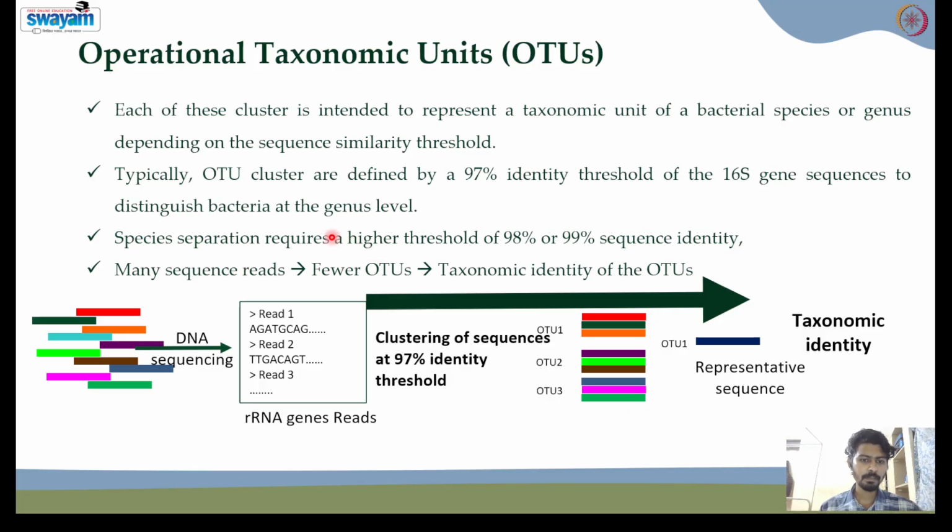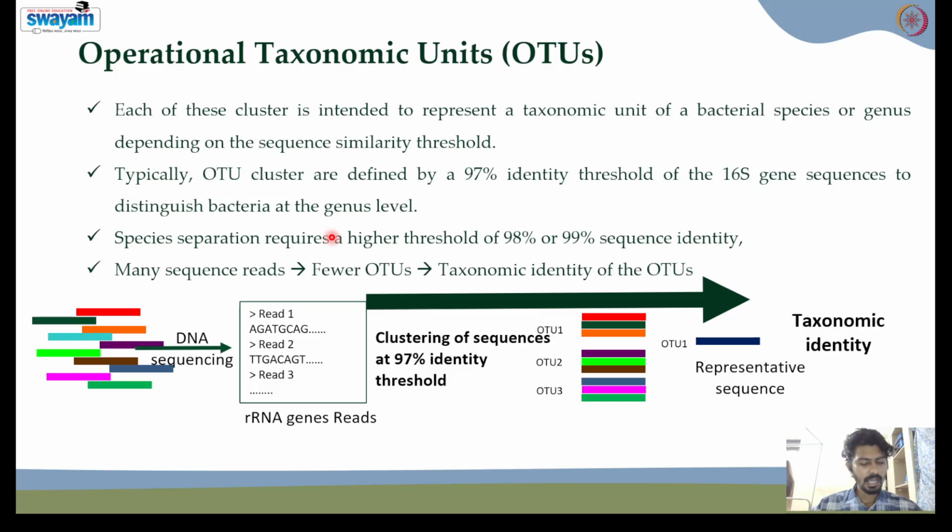So the species separation requires at least 97% identity. And why 97? We usually separate bacteria at the genus level, and if you are targeting genus level identification, 97% is enough. But if you are targeting species level separation, then you can increase the threshold to 98 or 99% sequence identity.